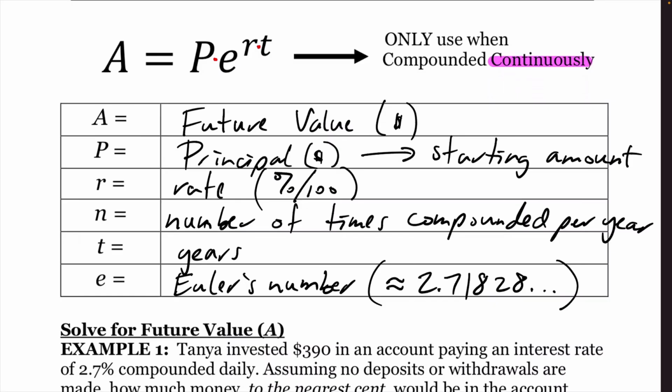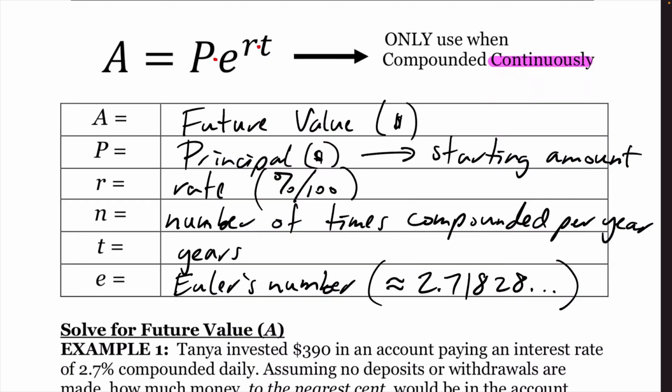If I put $500 in my bank account now, how much am I going to have in 5 years, 10 years, 20 years? That's future value. That's A. P is principal. For growth and decay, we called it starting amount. It's the same thing. Principal means starting amount, right? How much am I going to start with? R is the rate, same as before. Remember, divide the percent by 100, and you get your rate.